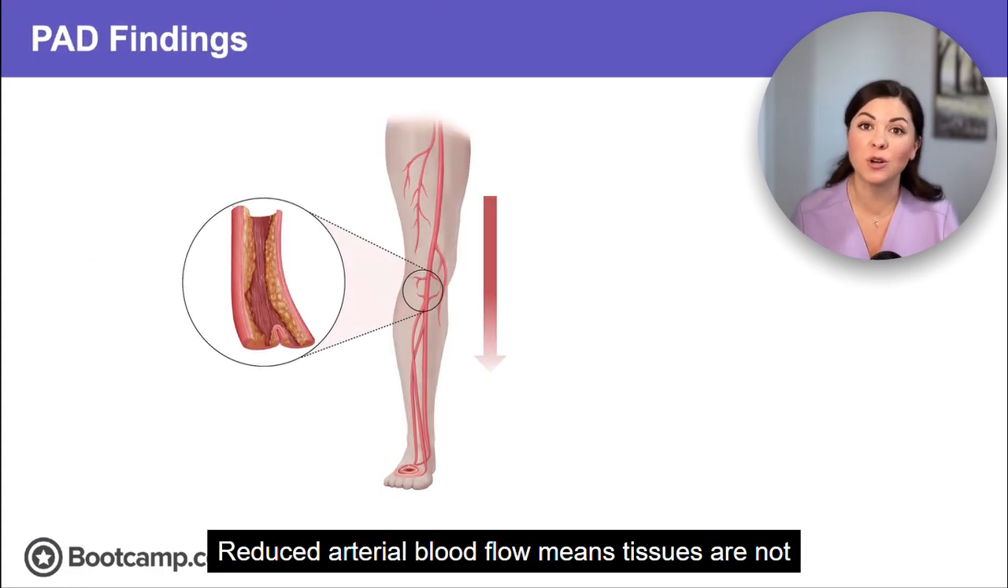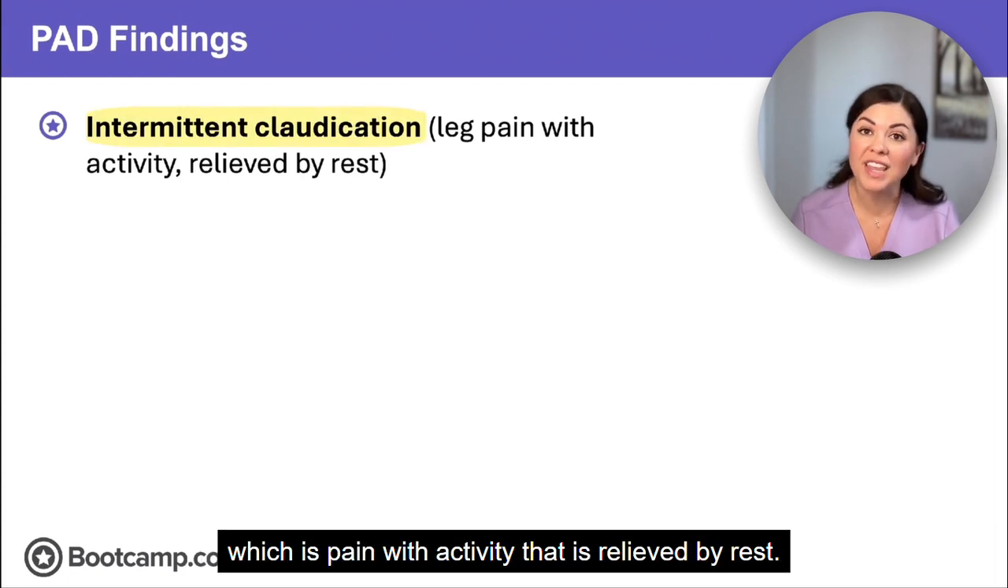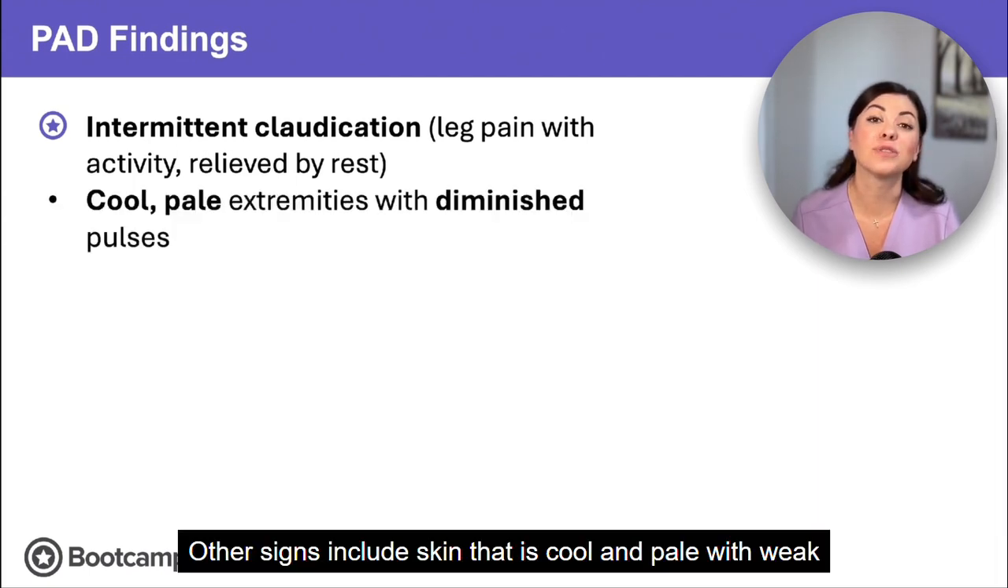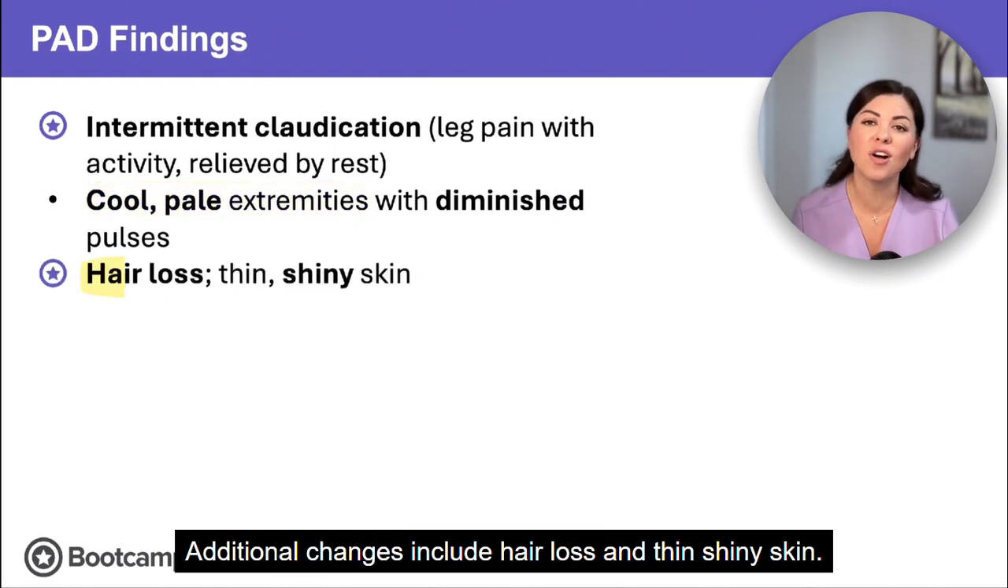With PAD, reduced arterial blood flow means tissues are not getting enough oxygen. So we'll see signs such as intermittent claudication, which is pain with activity that is relieved by rest. So if you see this term on NCLEX, remember the leg isn't getting enough blood flow, and think PAD, not CVI. Other signs include skin that is cool and pale with weak or absent pulses. You may even need a Doppler to find them. Additional changes include hair loss and thin, shiny skin.